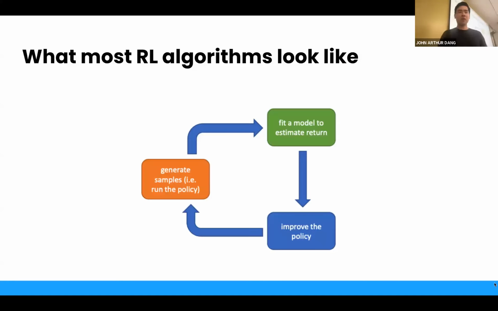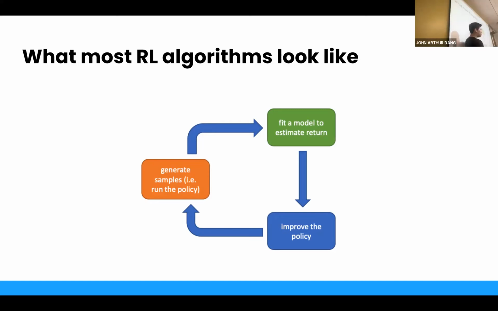Okay. So now we're going to actually talk about reinforcement learning algorithms that try to deal with this time dependency and distribution shift. And so a general outline of what most reinforcement learning algorithms look like, there's these 3 steps that might be done in slightly different ways, but this in general is what is happening.